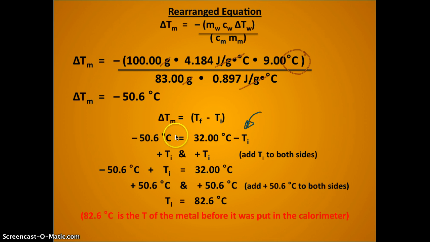Here's our delta T of the metal. Here's our final temperature of the metal minus Ti. So at this point, we're going to use algebra. Let me just stop here and let you know what it is that we expect of you. What you're going to see below is exactly what we did algebraically to solve this problem.